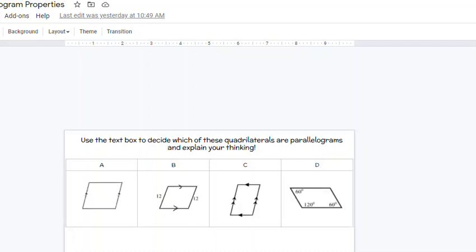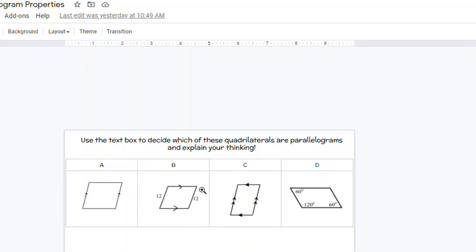On the next slide, we can see that in shape A, the two sides that are opposite one another on the left and right are parallel and congruent. So this would be a parallelogram, because one set of opposite sides is both of those. On B, we have a parallel side and we have a congruent side, but we do not have enough information.